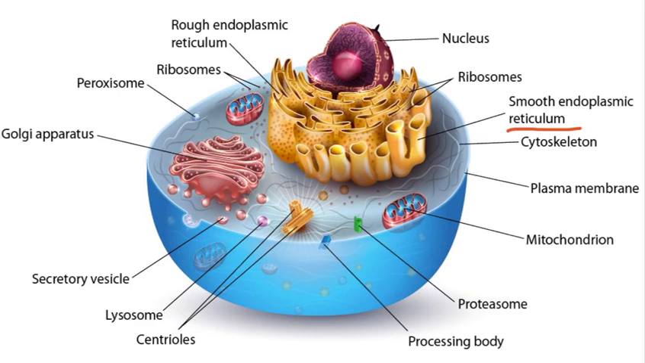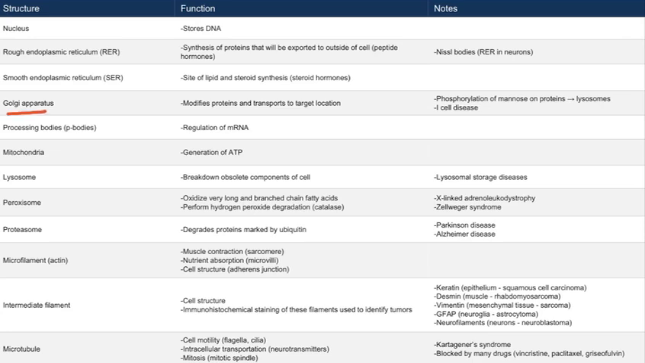Next, we'll discuss the Golgi apparatus, which you can see right here. The Golgi apparatus looks similar to the endoplasmic reticulum. It's a complex of folded membranes and vesicles. It's responsible for modifying proteins and transports these proteins to their target location. One way the Golgi apparatus does this is through the phosphorylation of mannose residues on proteins.